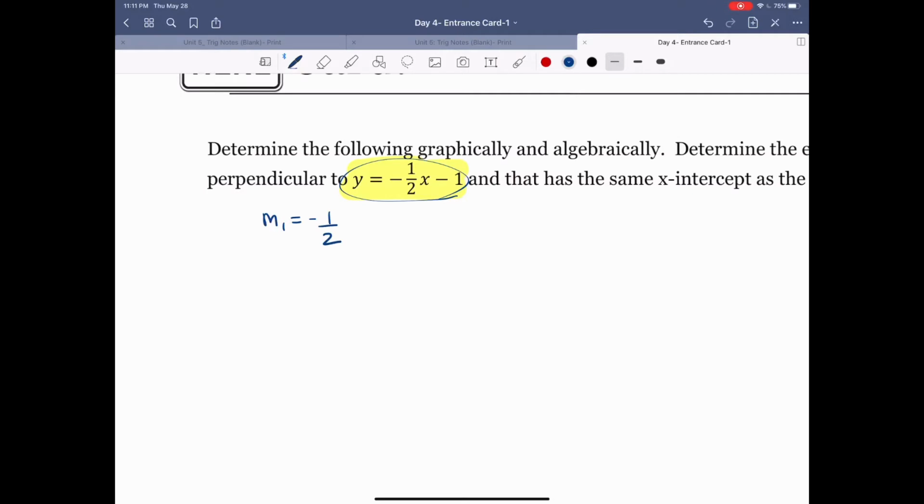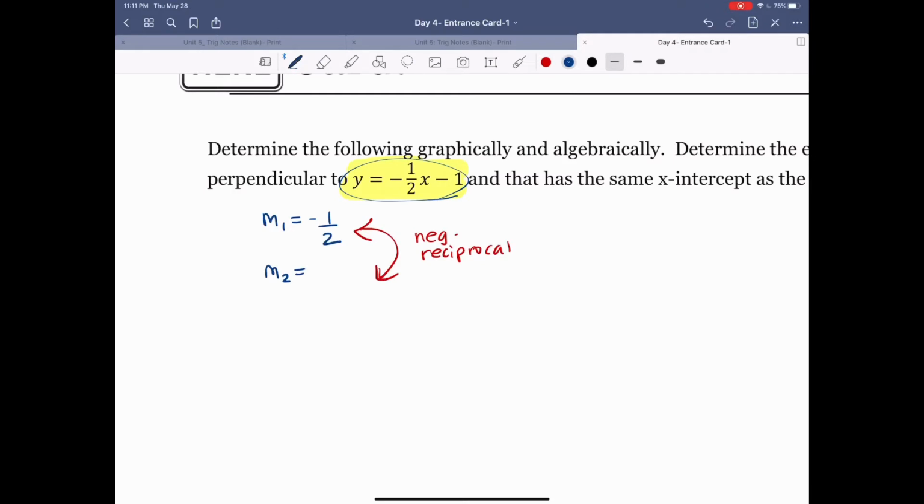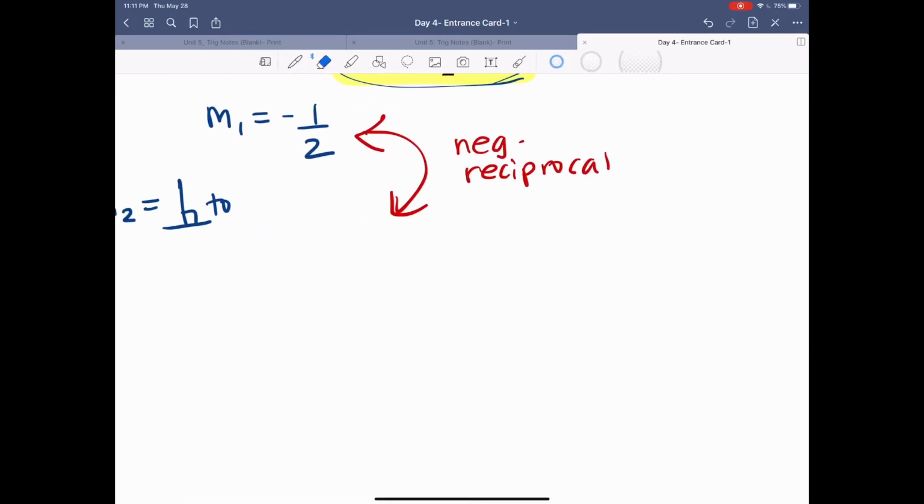-1/2, right? So my new slope is perpendicular to it, which means I need to make sure that they are negative reciprocals of one another because they are perpendicular to each other. And therefore, my new slope will be +2. And that's due to the fact that it's perpendicular to M1. So that is what I have for M2. So M2 is equal to +2.